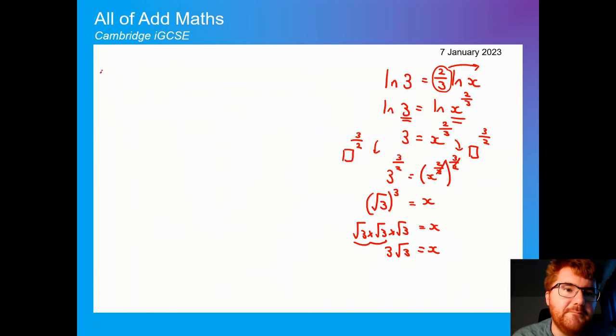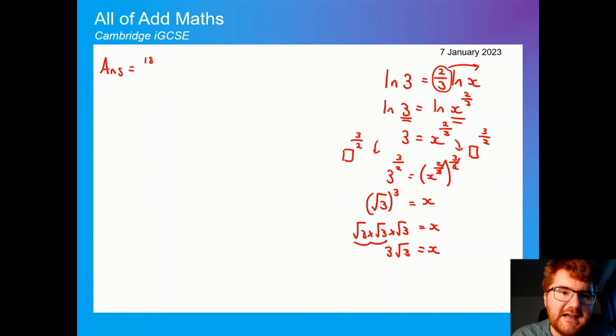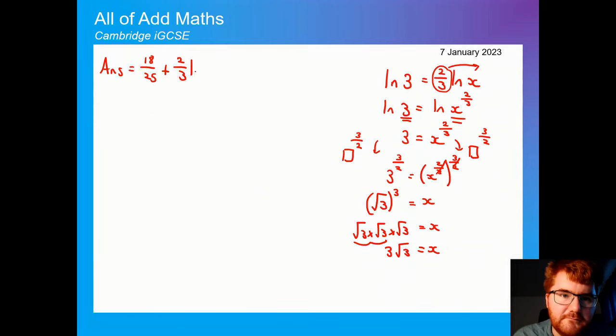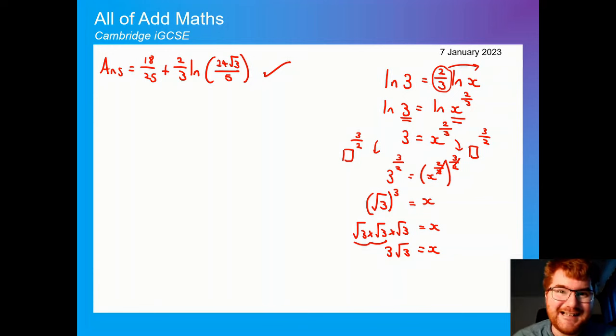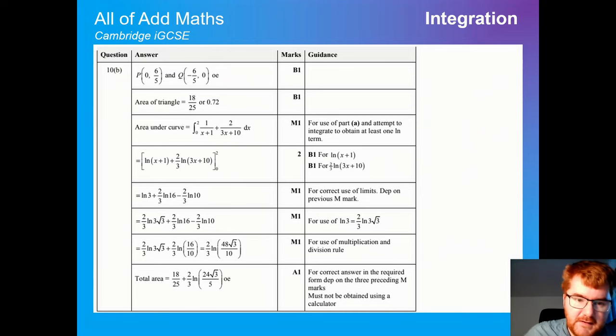So our final answer, we're going to bring the 2 parts together. So what we did right at the start, 18/25, and what we've worked out. So our final answer is 18/25 plus 2/3 natural log of 24√3/5. Notice they're all constants, so we have fitted the description of the answer, and we've got, most excitingly, all 9 marks. Again, you can check the mark scheme here, so you can have a look. You've got exactly the answer here, or equivalent, of course. We've got exactly the answer that they want.